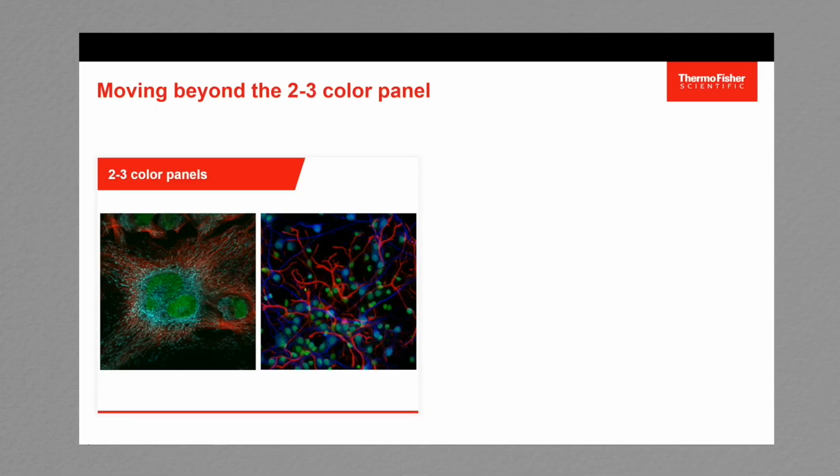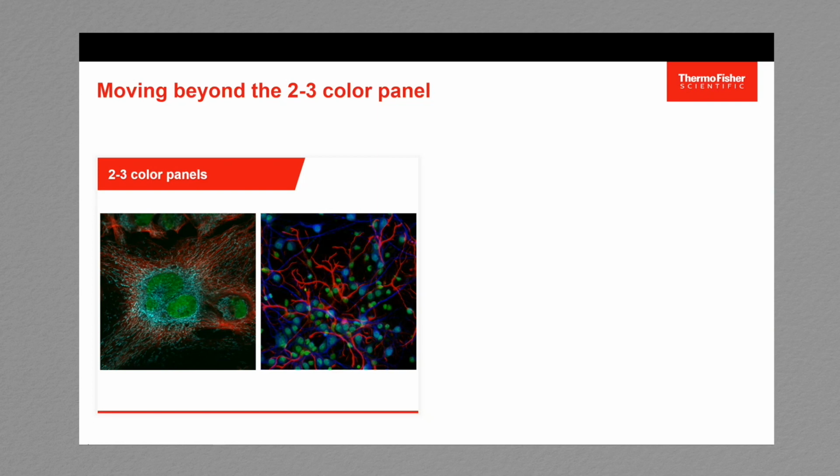Building out a 2-3 color panel for cellular imaging is a simple task. Generally, there are go-to fluorophores that are well separated. For example, we may use DAPI in the UV channel, something in the 500 channel like Alexa Fluor 488, and in the red channel, we may choose RFP or Alexa Fluor 555.